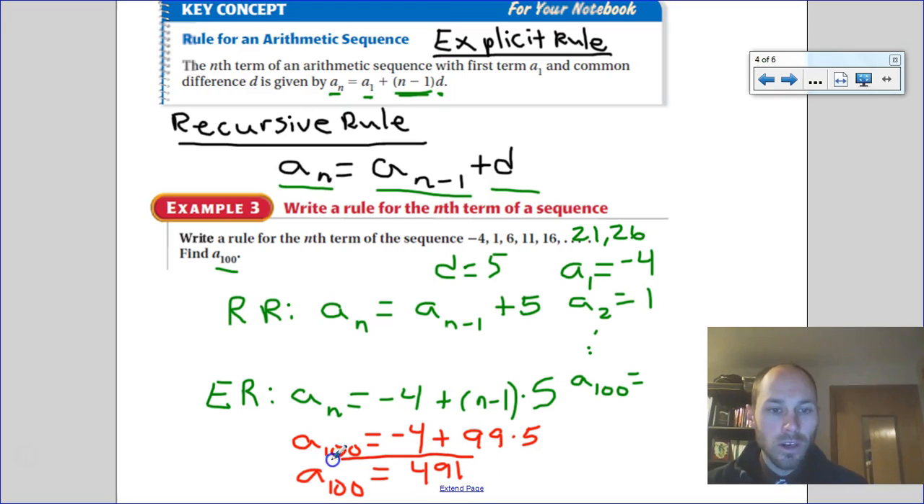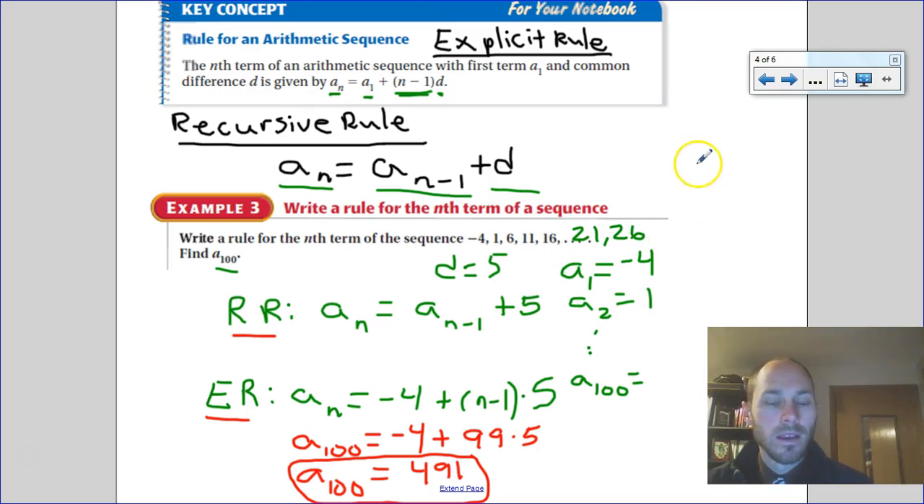Hopefully you'll see that finding the 100th term, or whatever term number, is a whole lot easier when you use the explicit rule. But the recursive rule is important to use when you're just finding the next term in the sequence. You don't have to go all out and find the whole explicit rule. You just figure out what the common difference is, what you do each time, and just add that to the previous term.